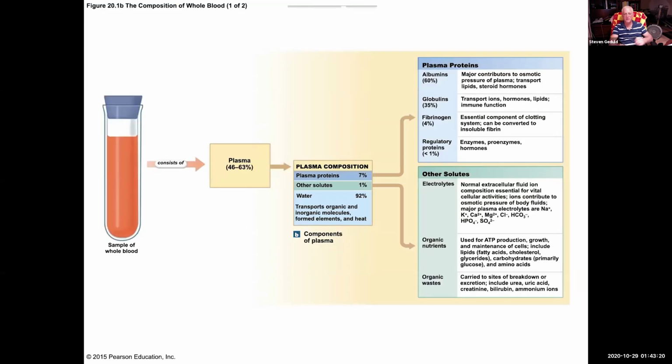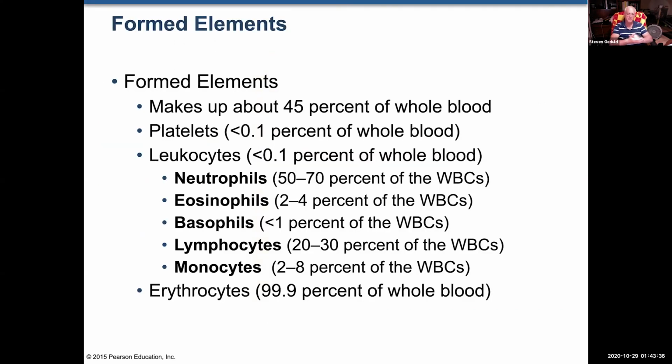All right, there's our famous slide again, showing you plasma. Roughly 55% of the whole blood is plasma. And again, 92% is water, 1% is small solutes, and 7% is your plasma proteins, the three we just talked about. Your formed elements. Formed elements are your red blood cells, your white blood cells, and your platelets. They make up roughly 45% of the whole blood. 55% was plasma, 45% is your formed elements.